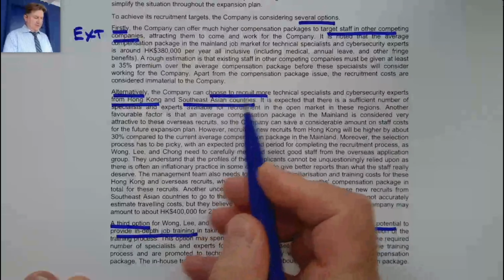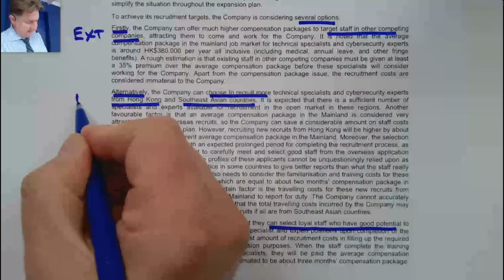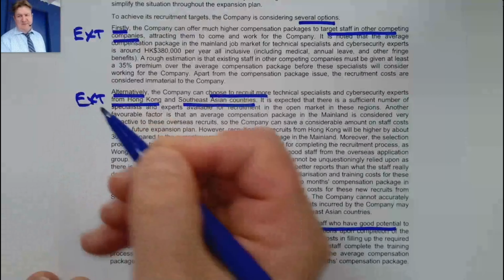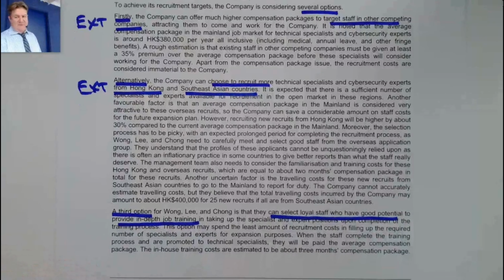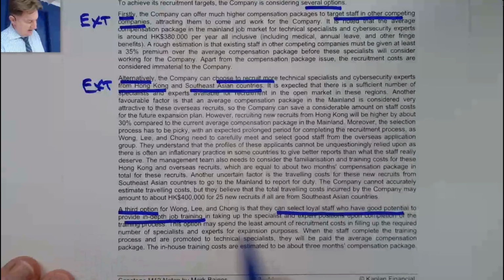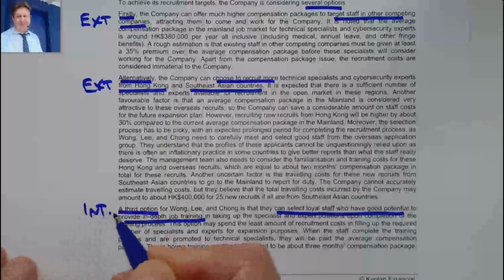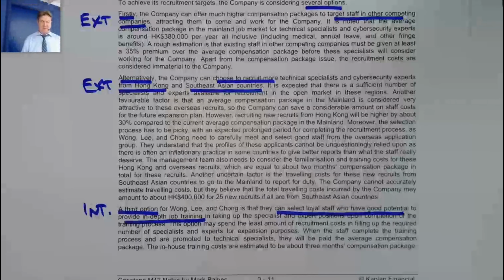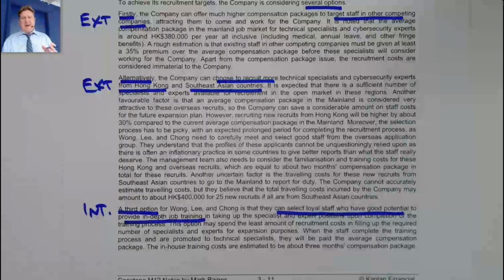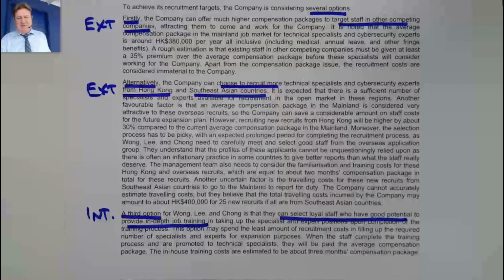This is recruiting more from Hong Kong and Southeast Asia. That one again would be external. Or if we've chosen the third one here, this is selecting loyal staff for training. This one would be internal recruitment. So again, we talk a lot more about application, and if we can't apply, then apply general points from my set of notes from each of these areas.